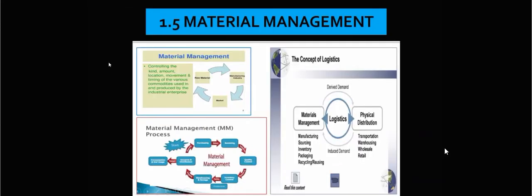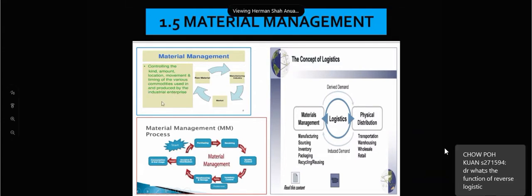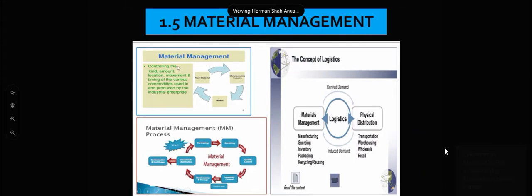Okay, next. For material management, controlling the kind, amount, location, movement, and timing of the various commodities used in and produced by the industry enterprise. Jadi, bila kita cerita pasal material management, kita akan melakukan kawalan terhadap jenis, berapa banyak amount dia, lokasi dekat mana, macam mana dengan pergerakan dia, macam mana dengan masa untuk komoditi yang berbeza-beza ni yang kita gunakan untuk kita hasilkan oleh pihak industri.